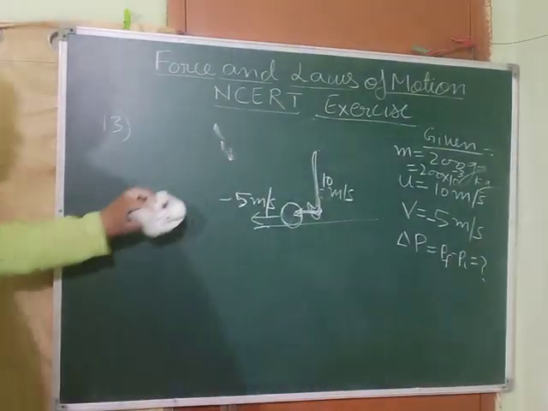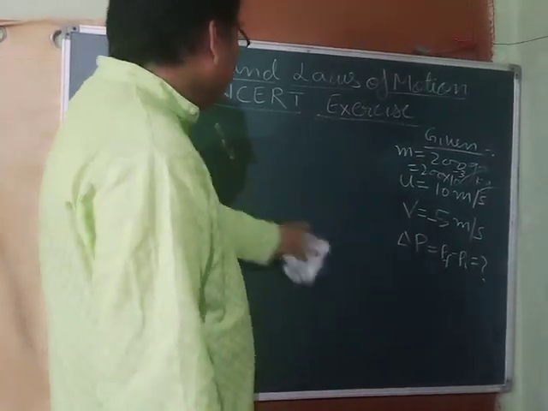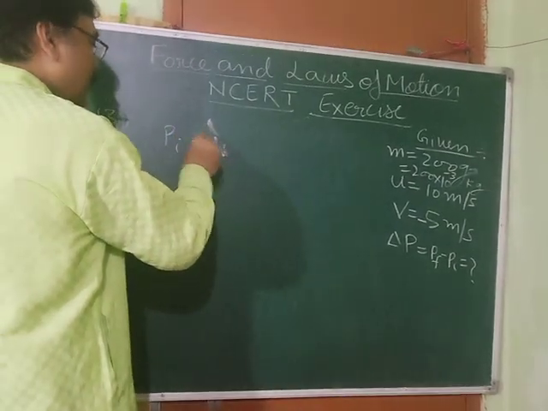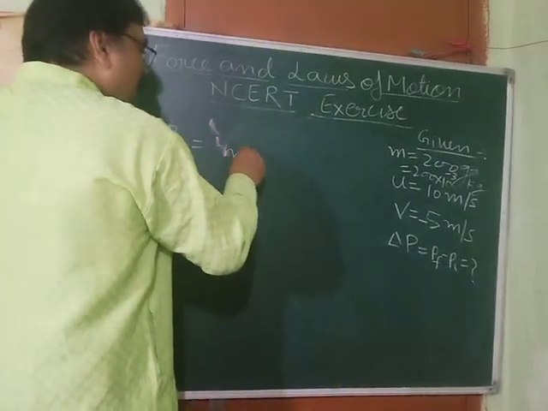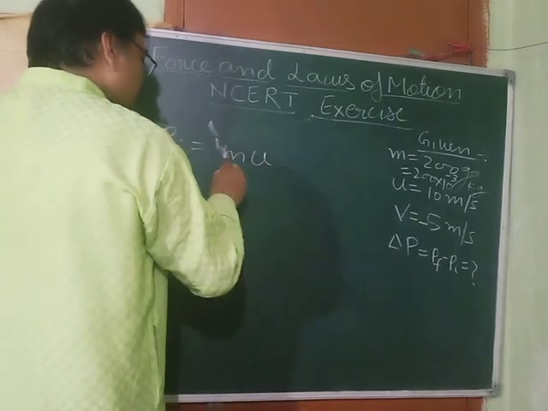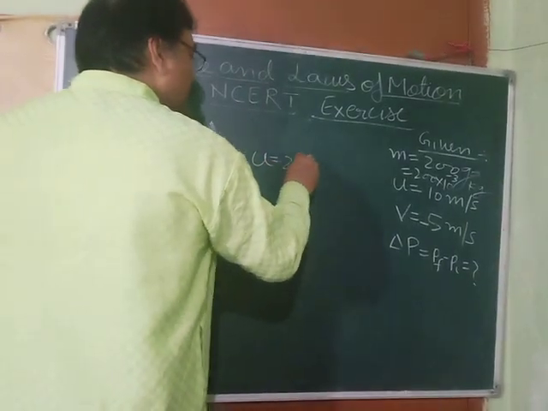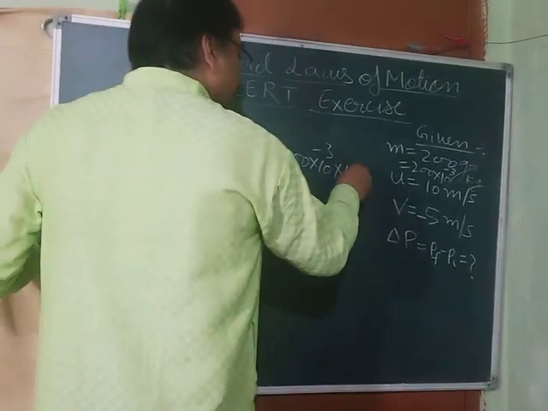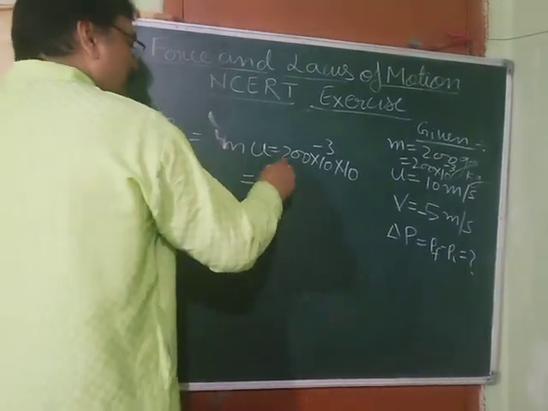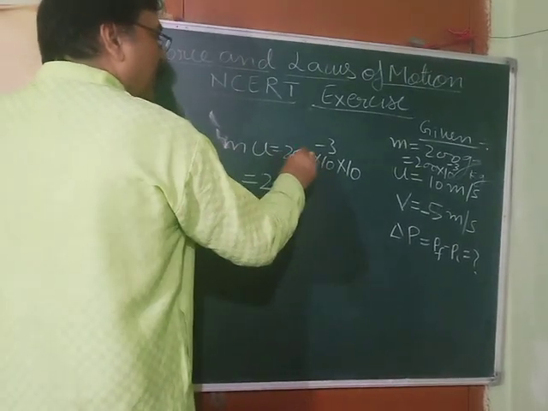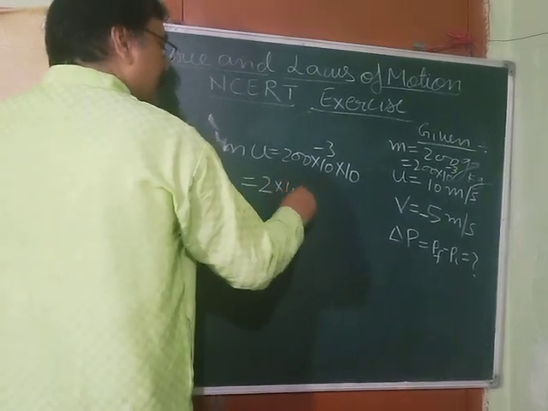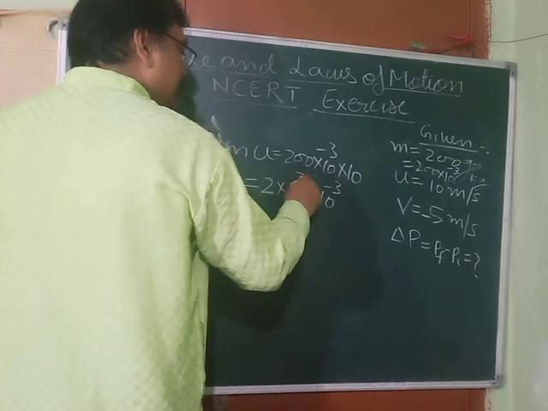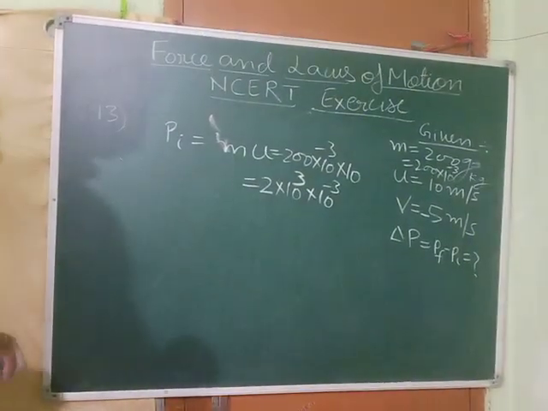So now let's remove the question and let us find out the final momentum and initial momentum. So what is initial momentum? Initial momentum is initial mass times initial velocity. Mass is 200 into 10 raised to the power -3. Velocity is 10. So what we will get? See here, 2, 1, 2, 3 zeros are there. So you can write 10 raised to the power 3. And here what is there? 10 raised to the power -3. So 10 raised to the power -3 and 10 raised to the power +3 will cancel each other.